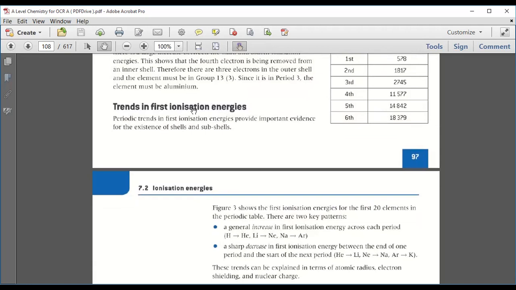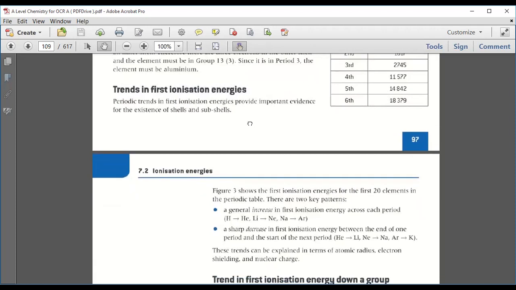Okay, now trends in the first ionization energy. Periodic trends in the first ionization energy provide important evidence for the existence of shells and subshells. Now, do you know what a subshell and a shell are?